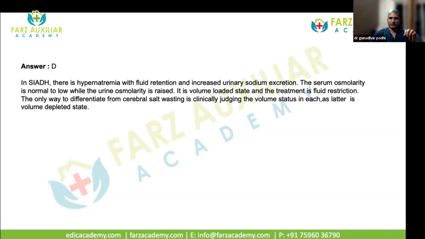So the most important thing here is that once you label a patient of SIADH, always you have to rule out the cortisol deficiency and thyroid dysfunction. After that only you can label the patient as SIADH. So in every patient you have to send the TSH and cortisol, and if the cortisol and TSH are normal, then they can actually fall under the category of SIADH.